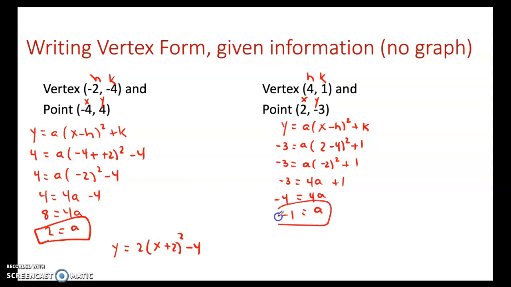So we have our a and we have our h and k. Rewrite the formula. Y equals negative 1, which is just negative. If you put a 1 there, that's fine. X minus 4 squared plus 1. Again, if you put a 1 there, I wouldn't take off for that.